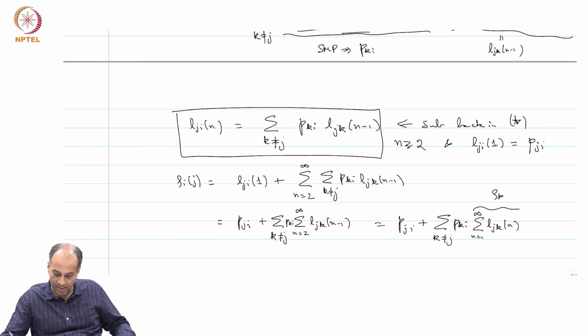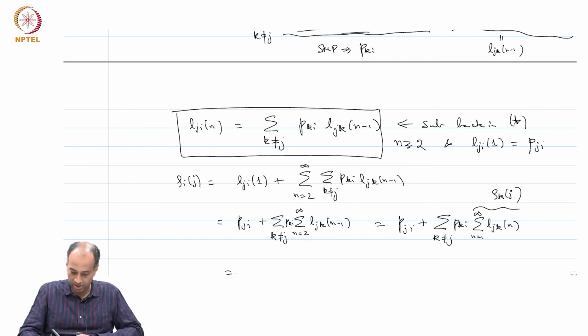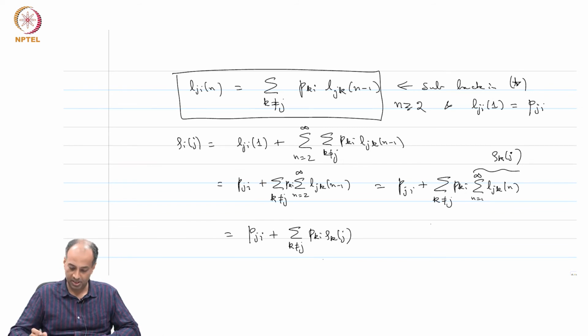And this we know to be equal to rho_kj. We know that term to be equal to rho_kj. So, that is very happy for us. So, this whole thing becomes P_ji plus the sum over k not equal to j of p_ki rho_kj. Okay.